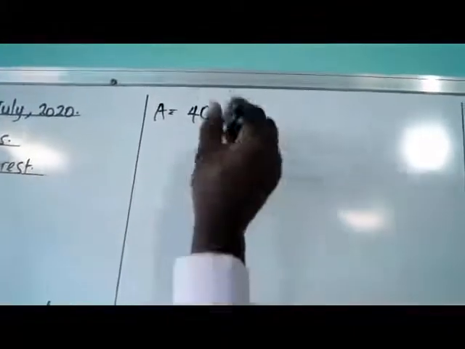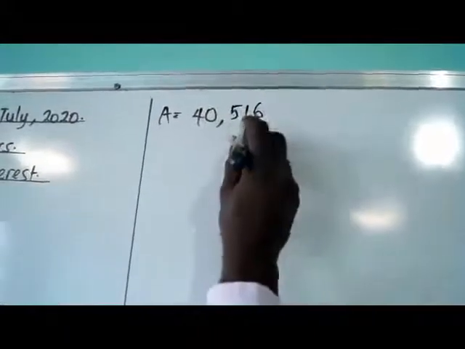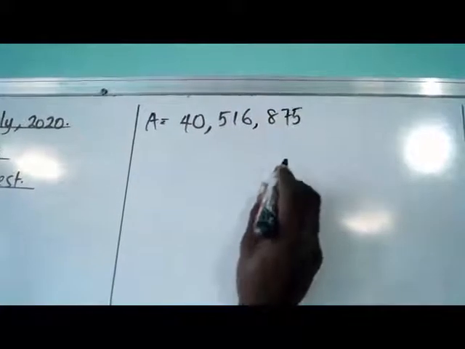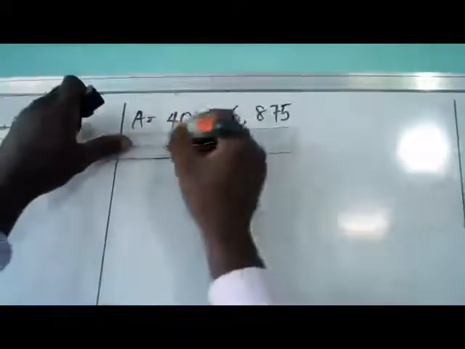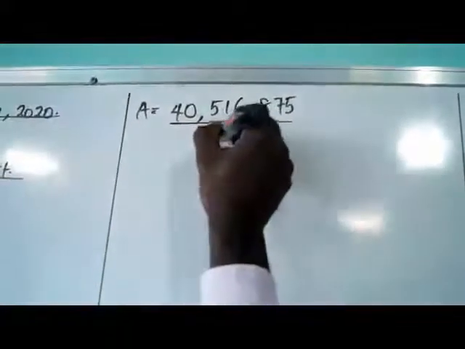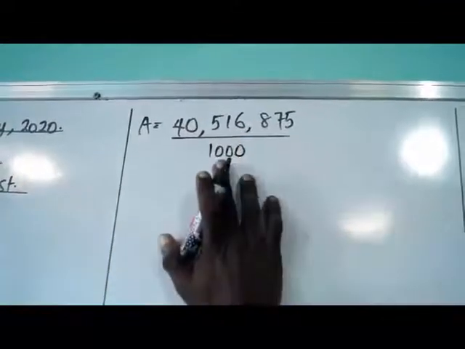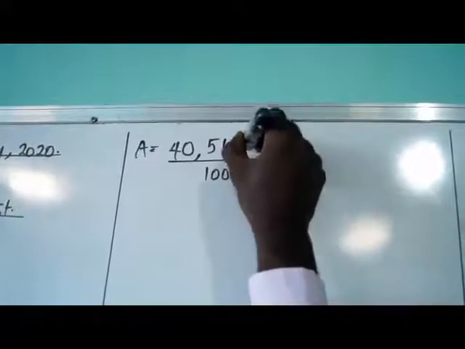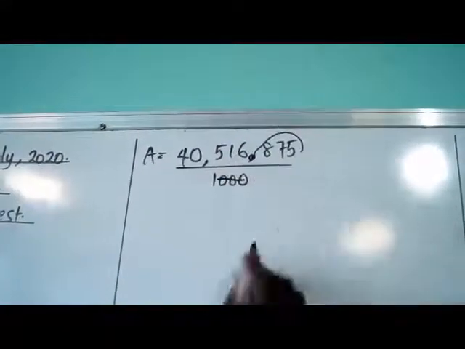We have 516,875. That's what it's going to give you. And don't forget, we are still dividing by 1,000. Now with this 1,000, I can use a shifting method and bring in a decimal point into this place while I cancel this. Right?